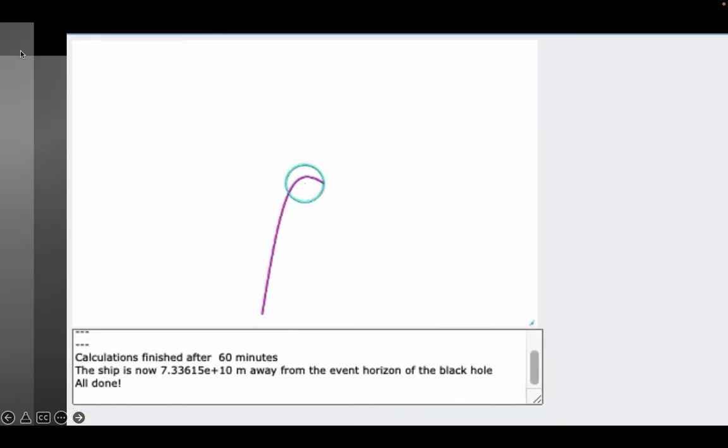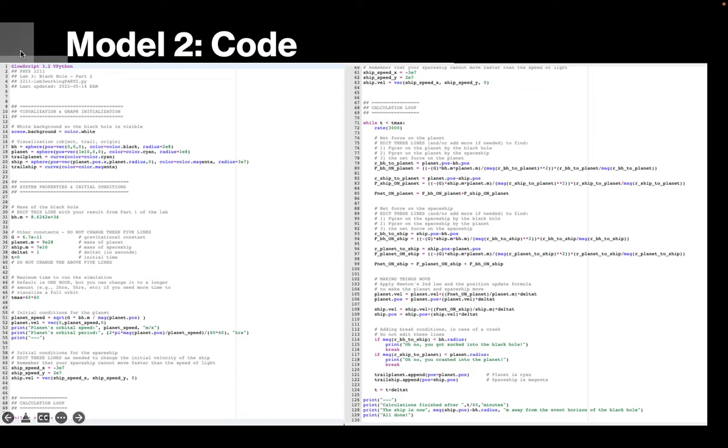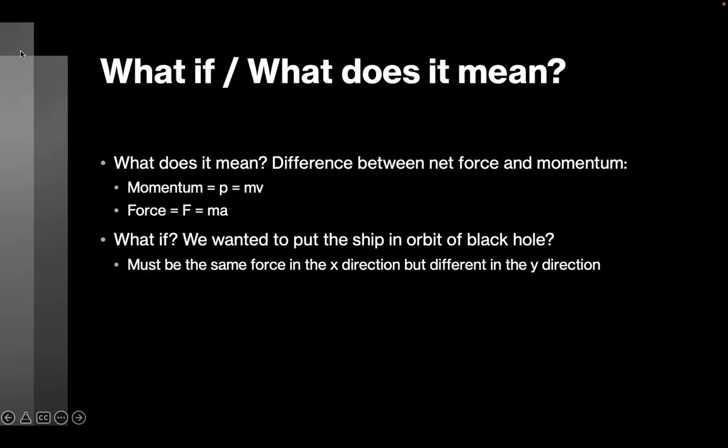This is Model 2. As you can see, that was the ship escaping from the black hole planet system. This is the code for Model 2. You can see between line 71 to 124 our calculations, and we determined through trial and error for line 61, 62 our speed of ship in the x and y direction.